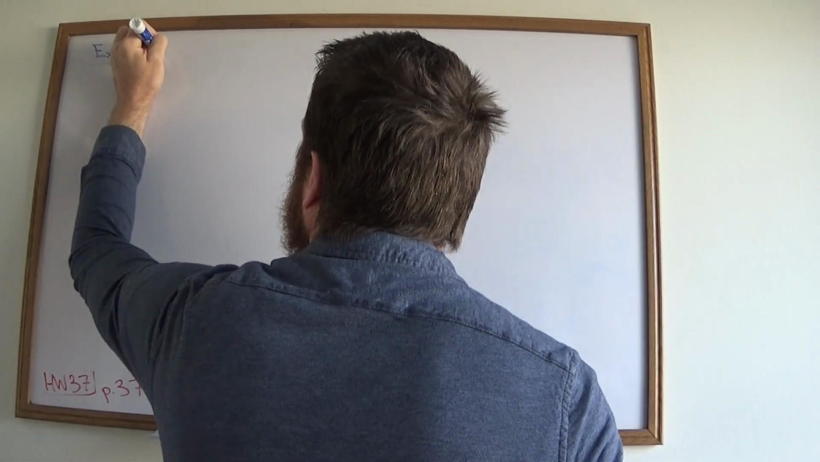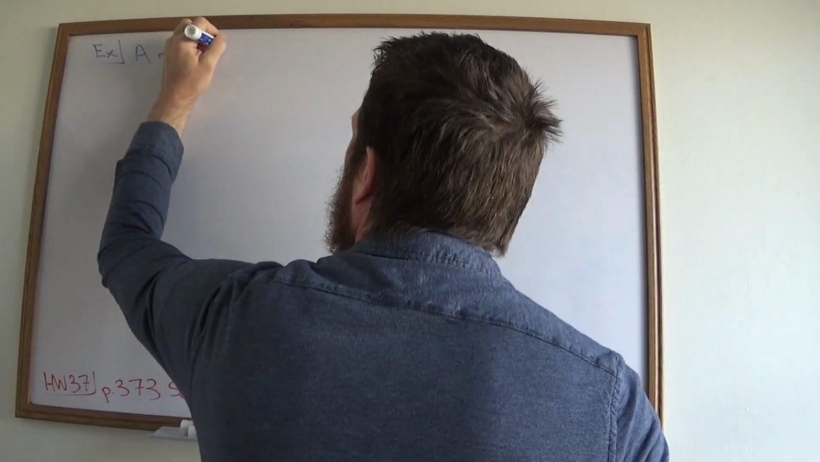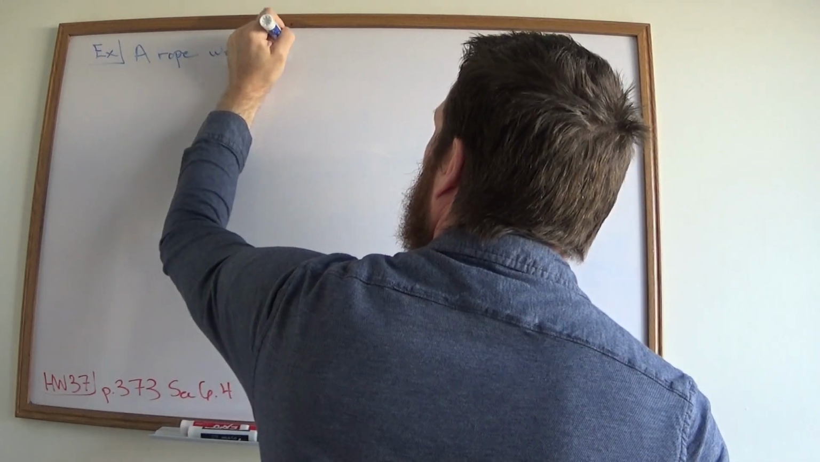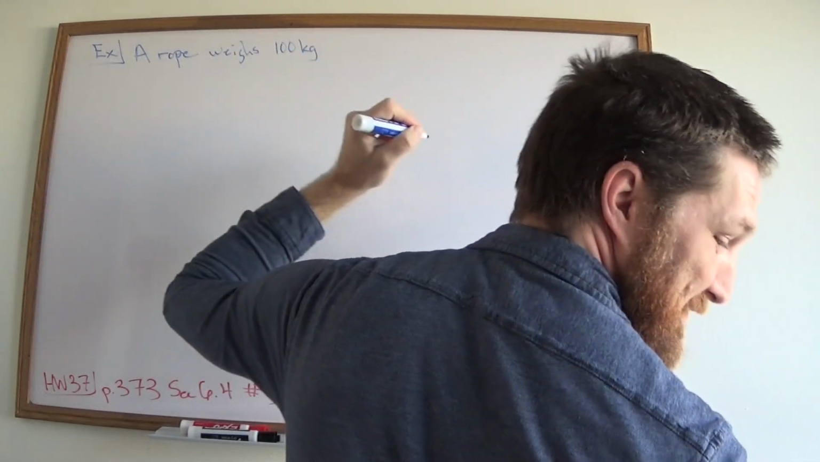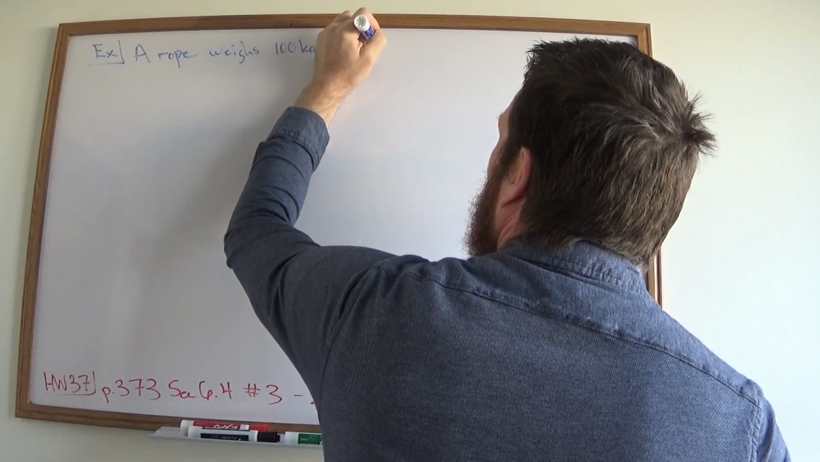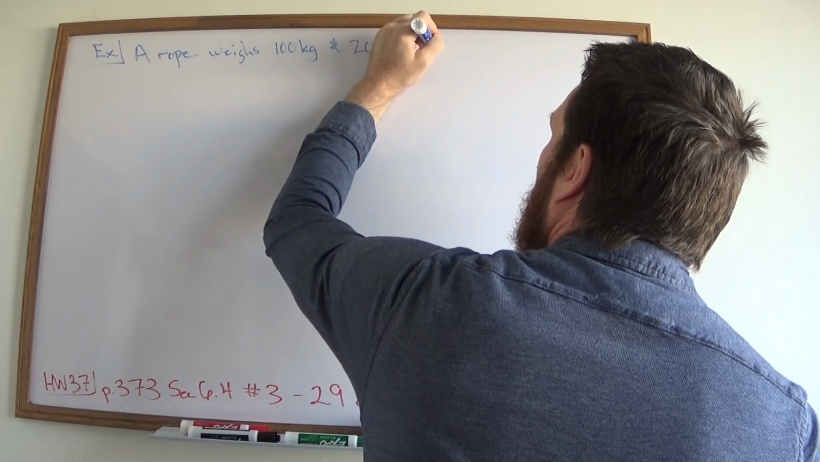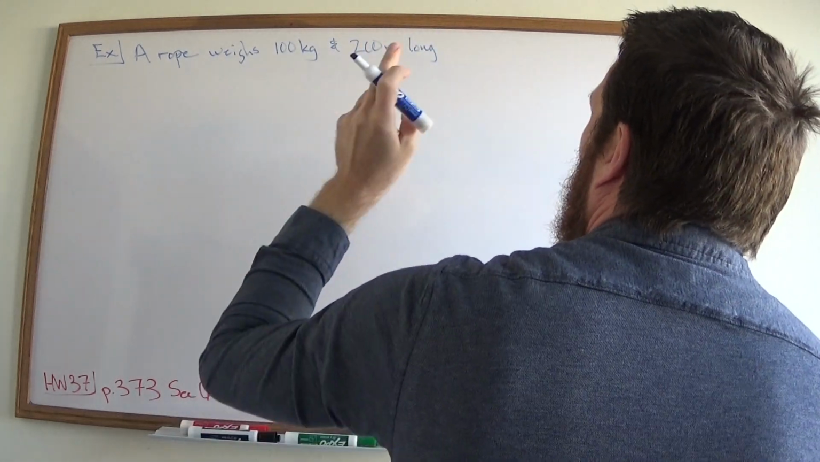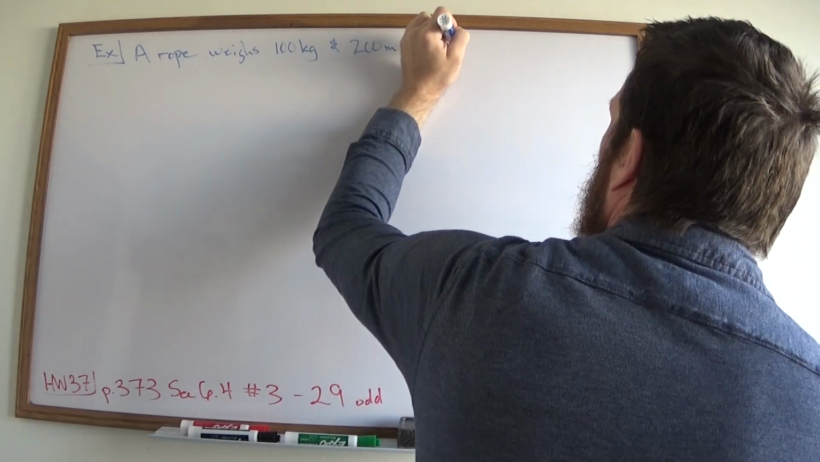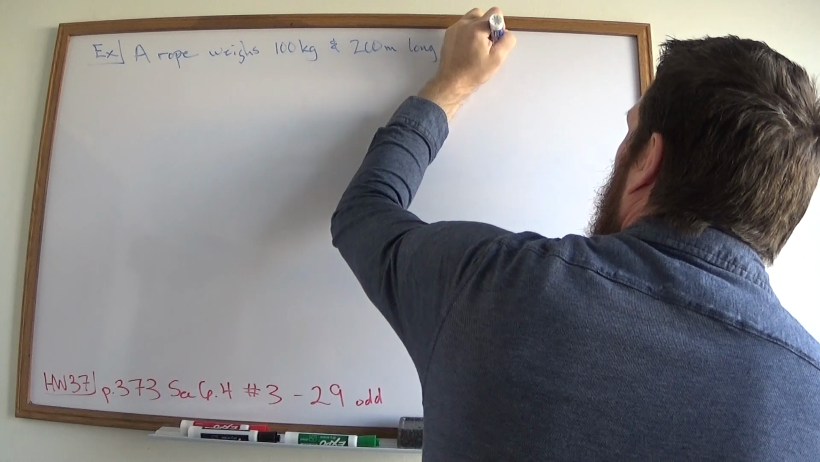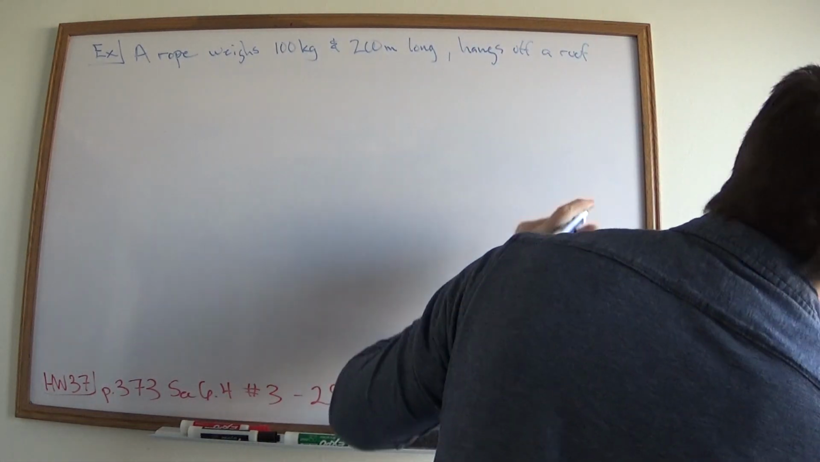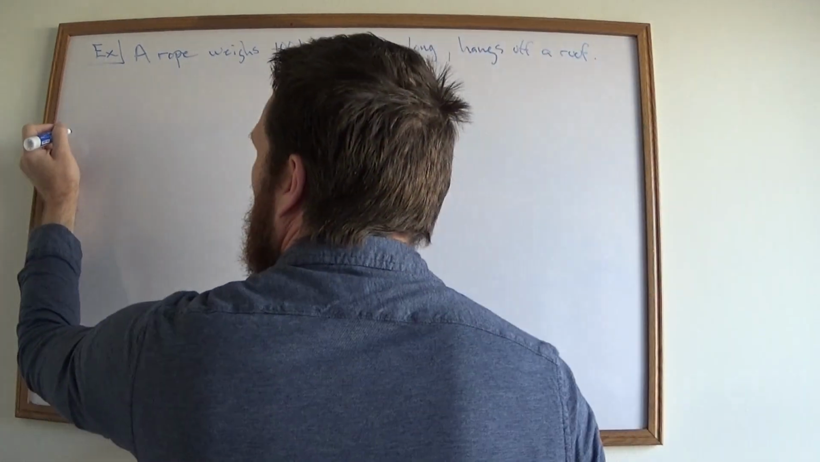A rope weighs 100 kilograms. It's a very heavy rope, okay? And it's 200 meters long. It hangs off the roof of a building.